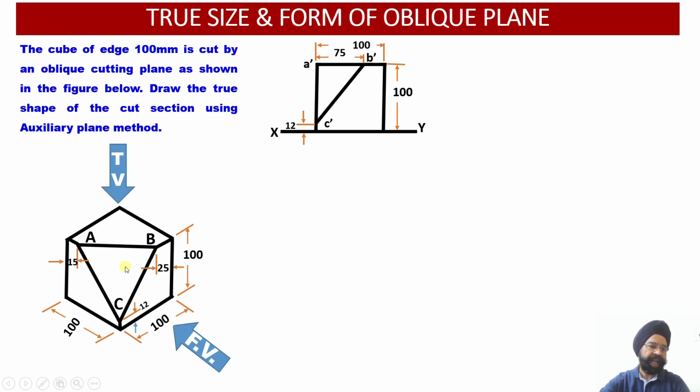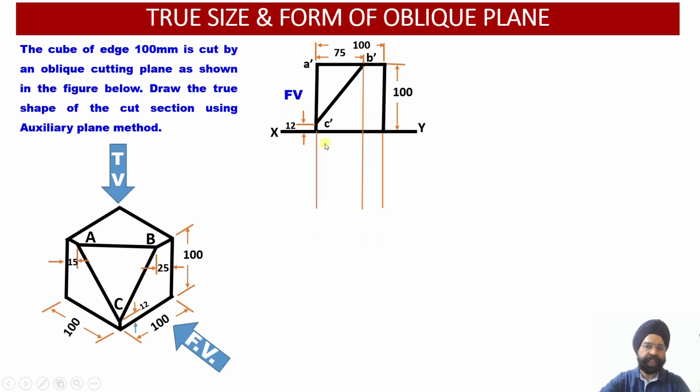This will be at the corner of this cube. Similarly, this is B point which is 25 millimeter from the rightmost corner. So this gives us point B dash. Similarly, 12 mm from the bottom left corner we get point C dash. So this is our front view. Let us draw the top view also. So this gives us the front view.